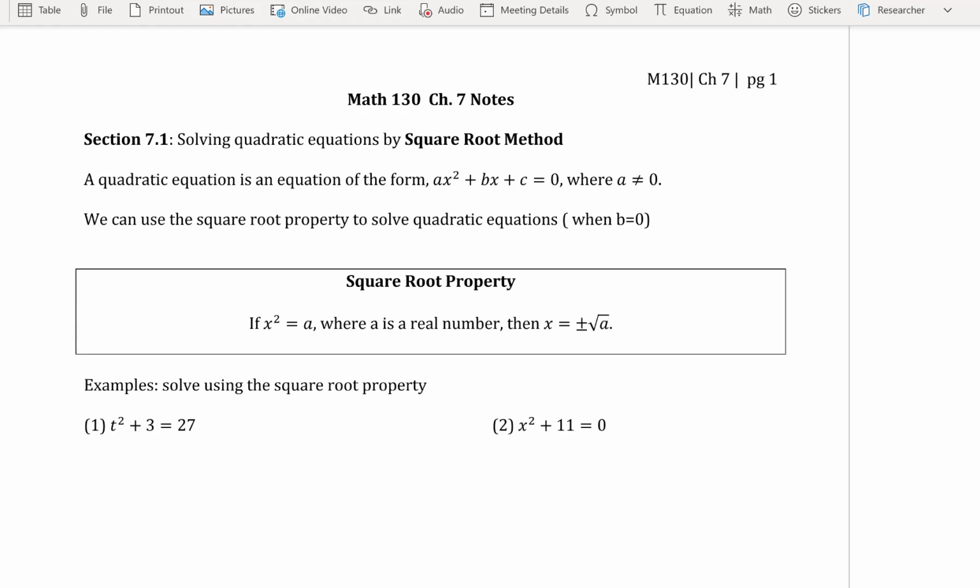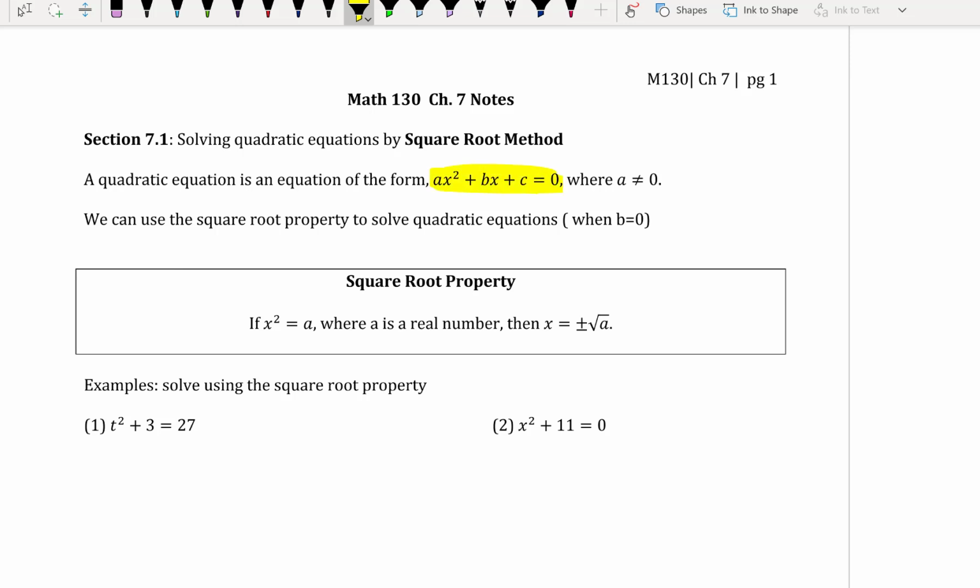Hello Math 130 students, we are going to pick up on page 1, section 7.1. We are going to be solving quadratic equations using the square root method. Remember, the quadratic equation is in the form ax squared plus bx plus c is equal to 0. So this is the general equation that we've been using.